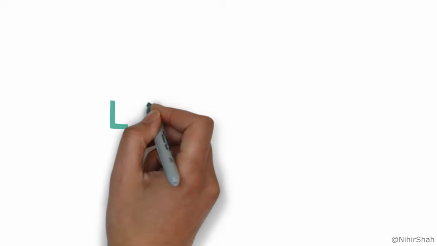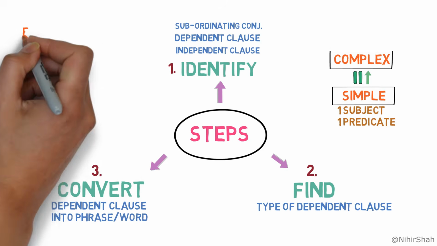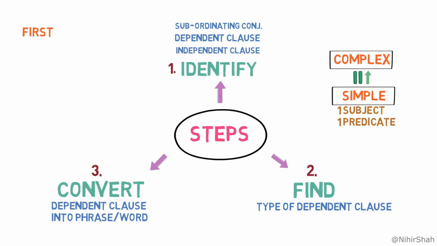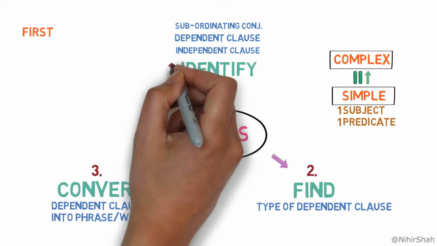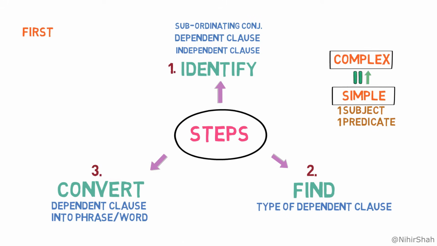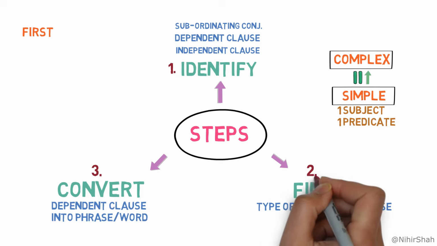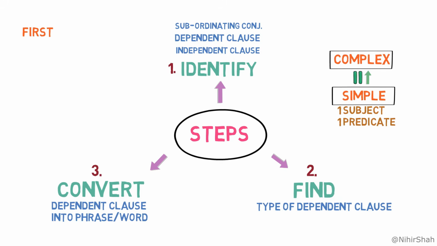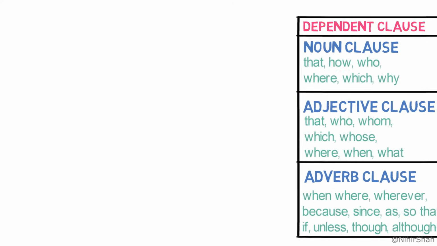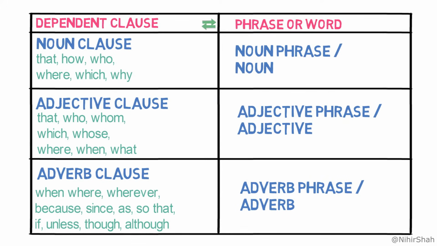That's all in this video. Let's quickly revise what we learned in this lesson. First, we learned a 3-step formula to convert a complex sentence into a simple sentence. The steps are: number 1, identify the independent clause, dependent clause and subordinating conjunction which is used in the complex sentence. Number 2, identify the type of dependent clause, whether it's a noun clause, adjective clause or adverb clause. And number 3, convert the dependent clause into a phrase or a word and frame the sentence with necessary changes. So in short, remember to convert the clause to a phrase or a word using this chart.